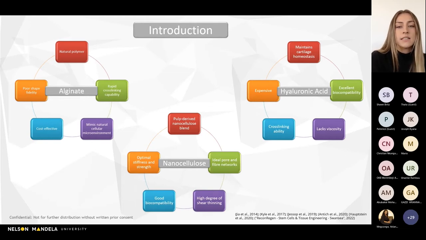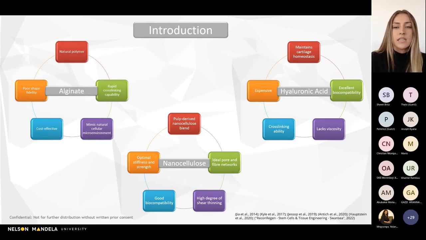Whilst hyaluronic acid is not as cost-effective, it is a main component in the extracellular matrix of human cartilage and can therefore promote and maintain cartilage homeostasis and therefore has excellent biocompatibility. Although hyaluronic acid lacks the viscosity required for printing on its own, its ability to cross-link allows for gelation and therefore better maintenance of shape.